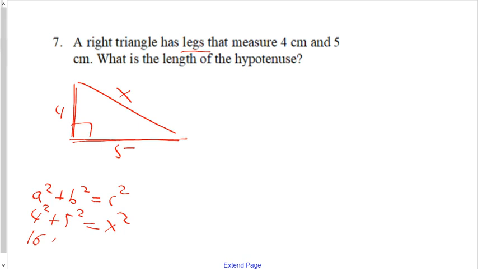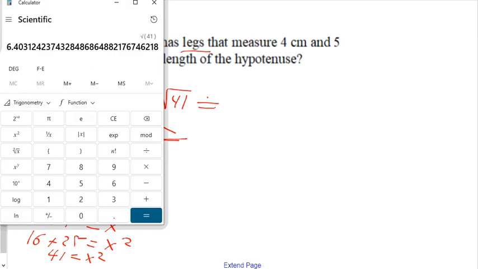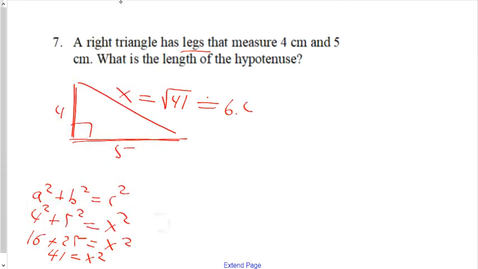16 plus 25 equals x squared. A lot of people made a mistake on 16 plus 25. It's 41. So what is the length of x? The length of x is exactly the square root of 41, which is approximately equal to, if I take my calculator and ask it, what is the square root of 41? 6.4 roughly. And I say it's approximately 6.4 centimeters.